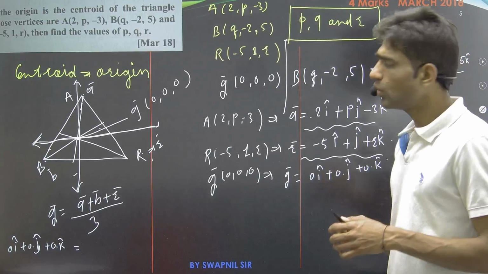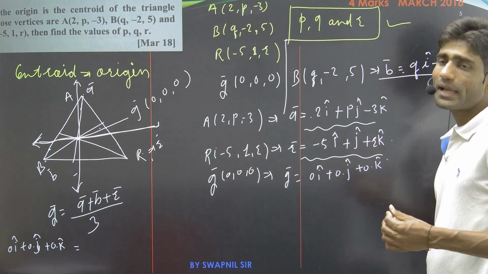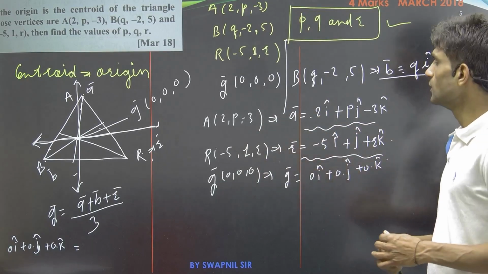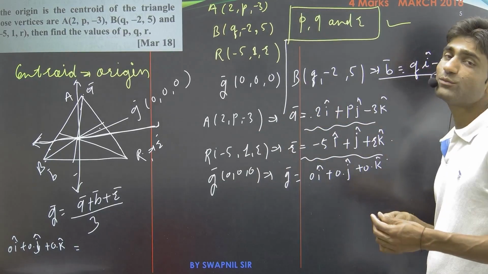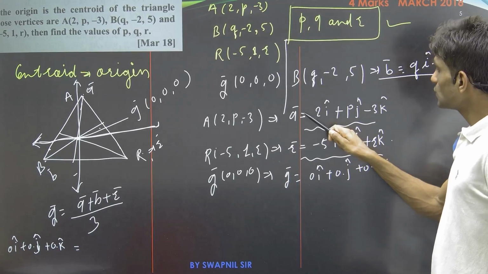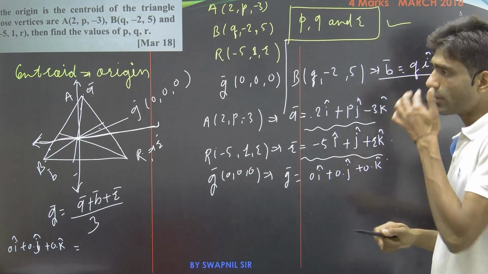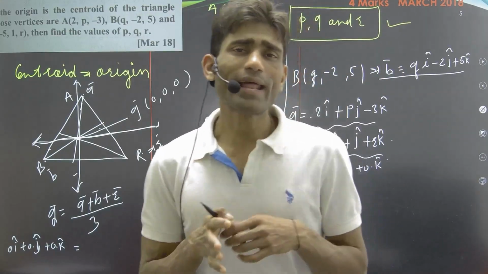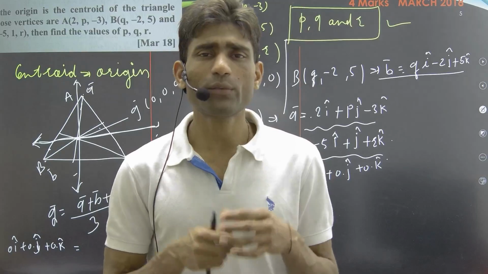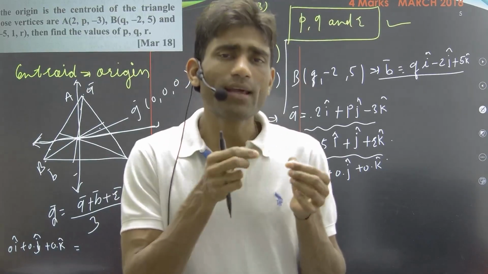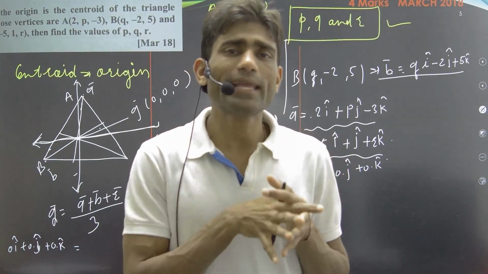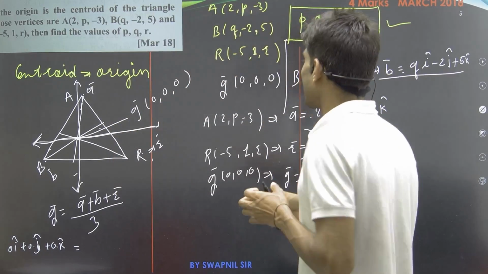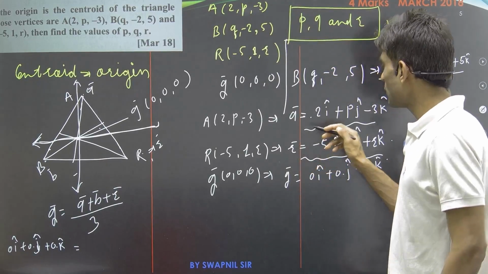So you can substitute the values and then go for the calculation. As I don't have enough space, I'm directly going for the addition of these position vectors, a bar plus b bar plus r bar. So how can we add the position vectors? While adding position vectors for our triangle, we add the i cap coefficients with the i cap, the j cap coefficients with the j cap, and the k cap coefficients with the k cap.